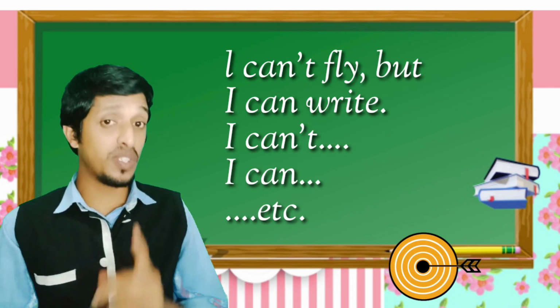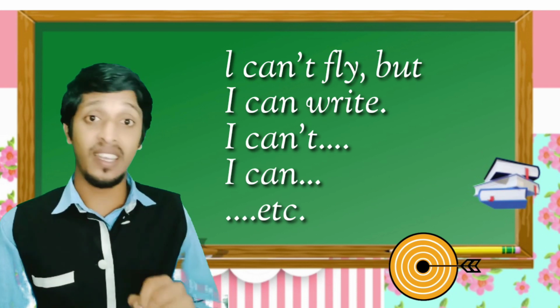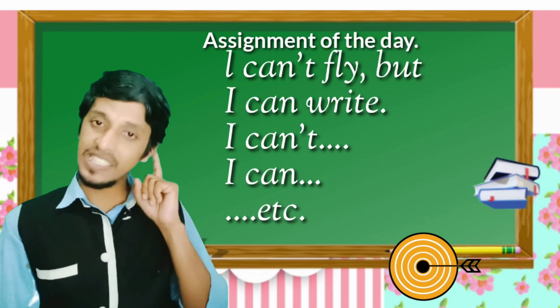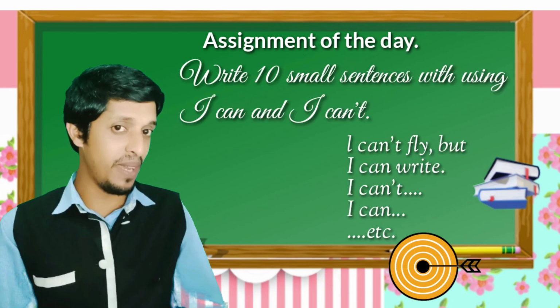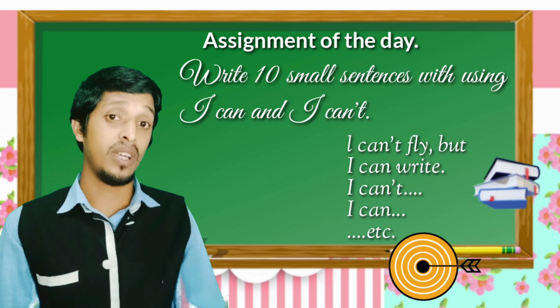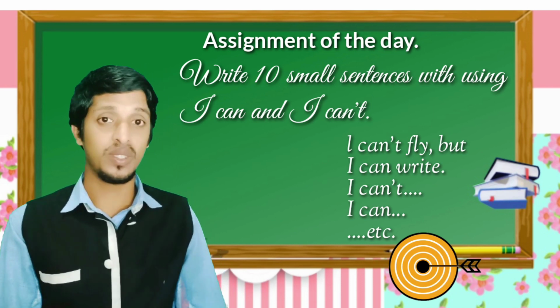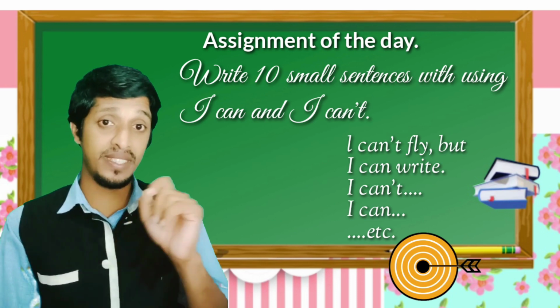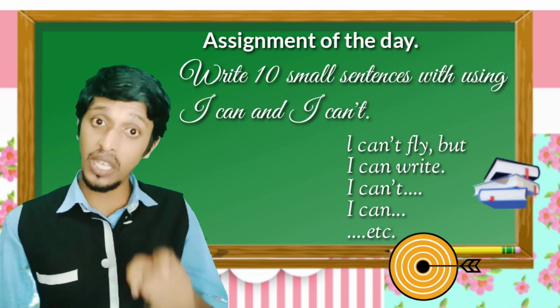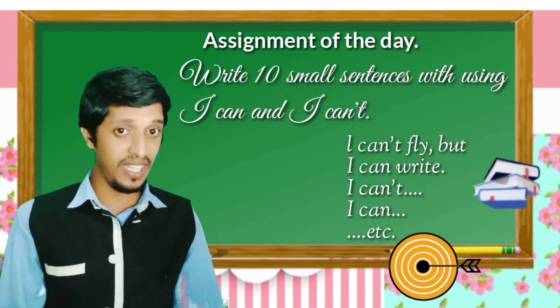So friends, what you want to do is write I can and I can't. What are the things you can do? My little stars, you have to write. This is an assignment for you: how to use I can, I can't. What you can do, you have to write. What you can't do, that also you have to write. So this is the assignment of the day.